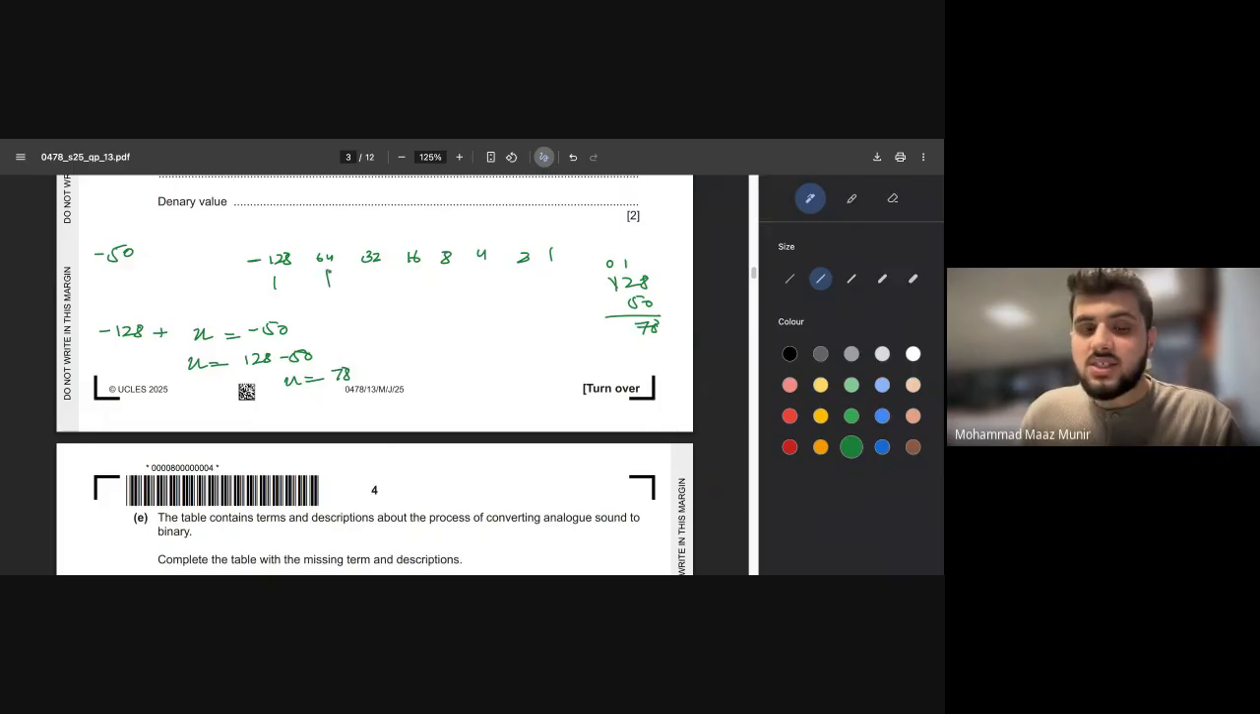So like 64 हो गया. 64 के अंदर I need to add like 14 more. So 8, 4, 12 and 12 plus 2, 14. So ये आपके पास जो ये वाली बाइनरी बनी है ना, this is for negative 50.